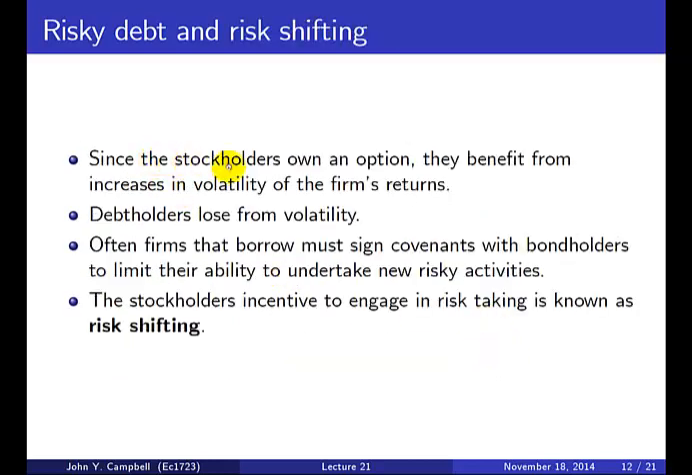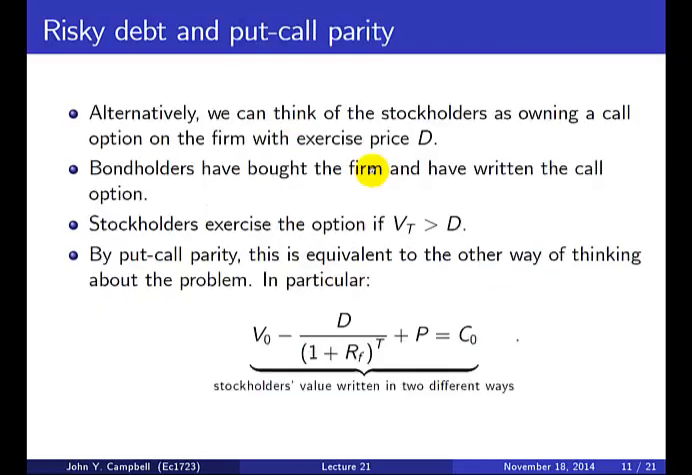Now, what does this imply for incentives? Since the stockholders own an option, right? With either way of thinking about it, the stockholders own an option. On the left here, we think of them as owning a put, along with some other stuff. On the right, we think of them as owning a call. But either way, they own an option.